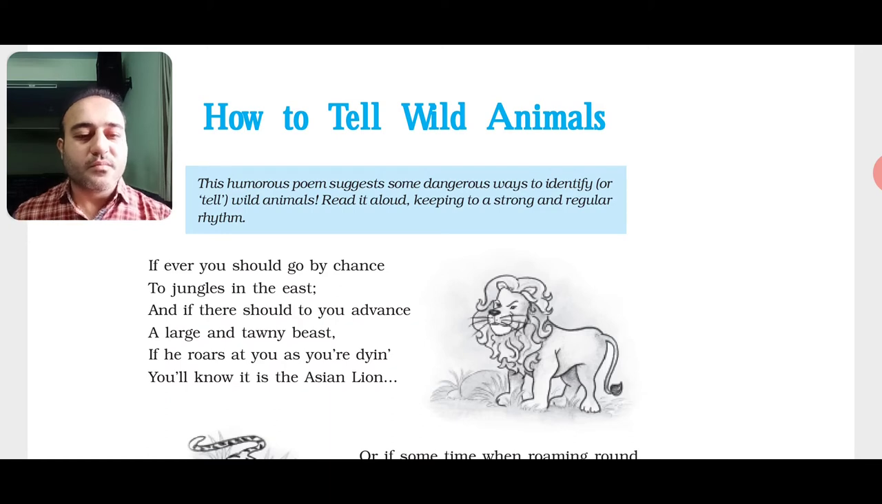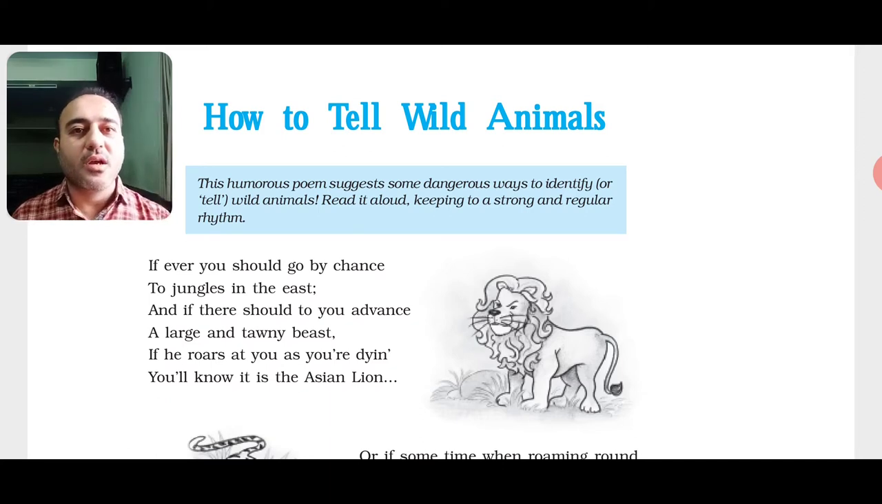Okay, and the last one which the poetess describes in this poem is the chameleon, right? She says that it is like a lizard, and it is a creature which changes its color, right?